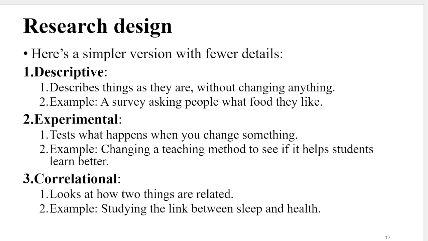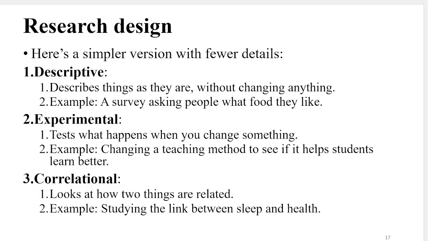The second one, experimental design. Experimental research is used to test cause and effect. In this design, the researcher changes one factor to see its effect on another factor. For example, changing a teaching method to see if it improves students' performance, or testing a new drug to see its effect on blood pressure. This is the strongest design for identifying cause and effect.